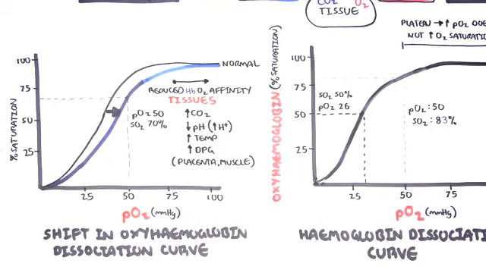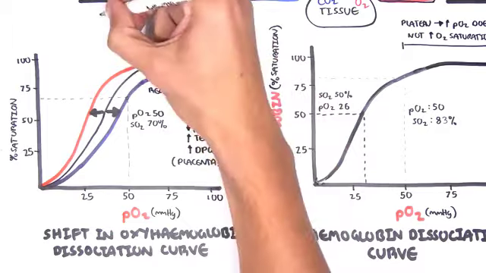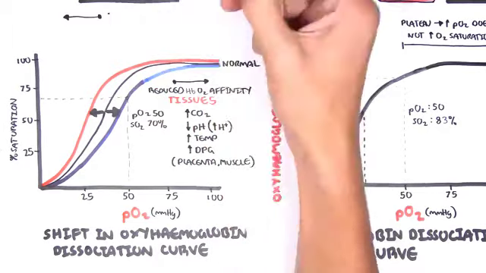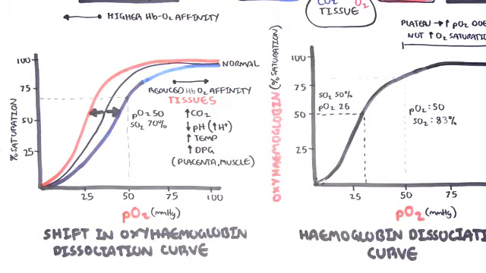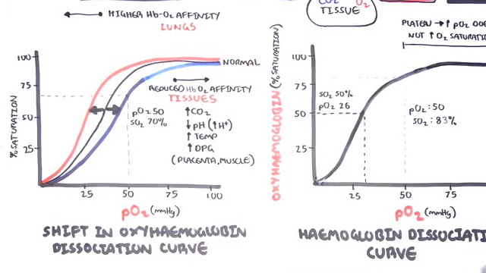Now the curve can also shift to the left here in red. What happens here is that we see higher hemoglobin oxygen affinity. And for this example, you can think of the lungs because it is in the lungs where oxygen comes and binds to hemoglobin. And so you would expect to see higher hemoglobin oxygen affinity here. Later, when the blood travels to the body tissues such as the muscles, the affinity reduces, as we have learned.